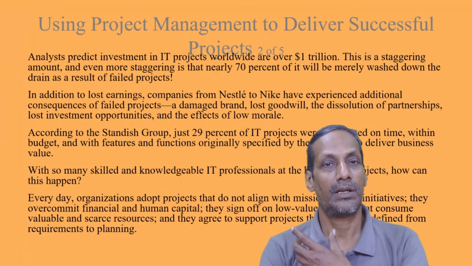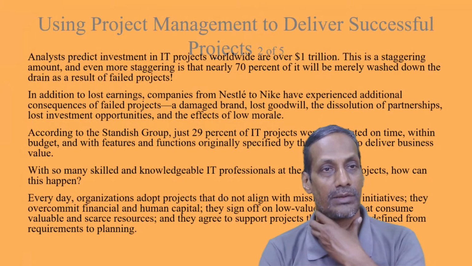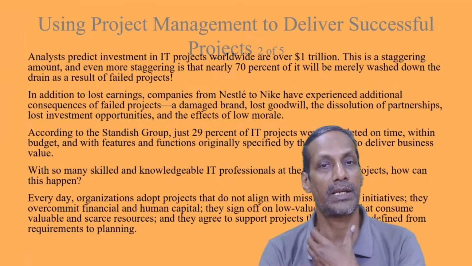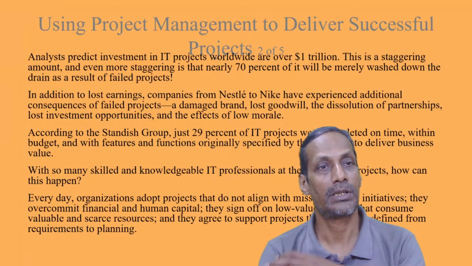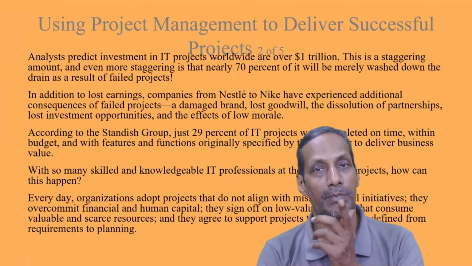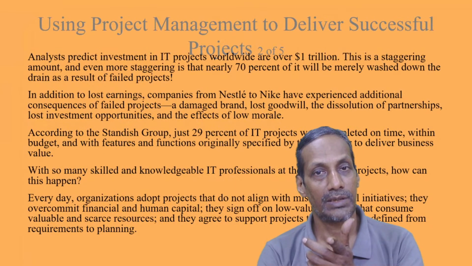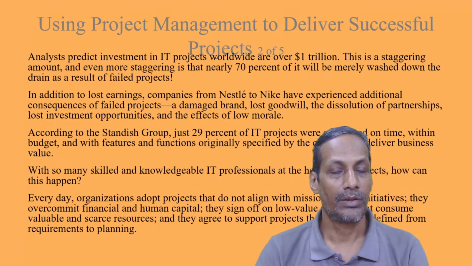Analysts predict investment in IT projects worldwide is over $1 trillion. This is a staggering amount, and even more staggering is that nearly 70% of this will be merely washed down the drain as a result of failed projects. That's why a discussion on managing the project to deliver successful projects is done. It was seen that in addition to lost earnings, companies from Nestle to Nike have experienced additional consequences of failed projects. According to the Standish Group, just 29% of IT projects were completed on time within budget.